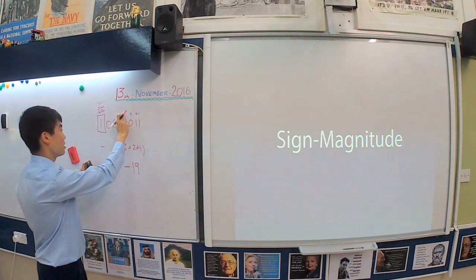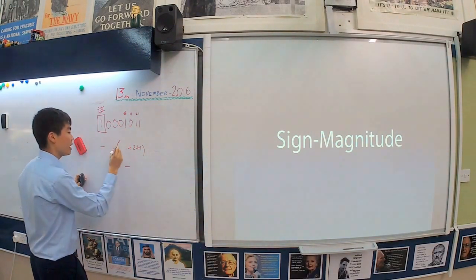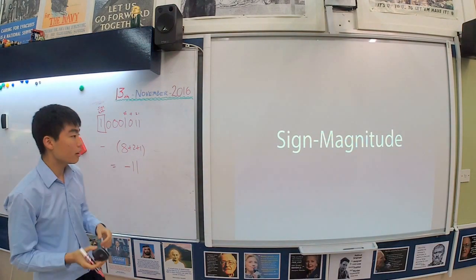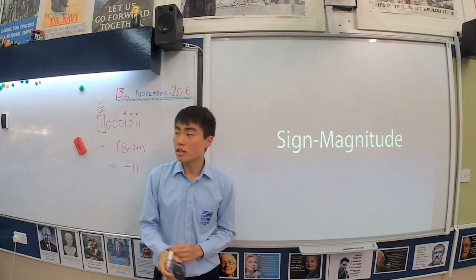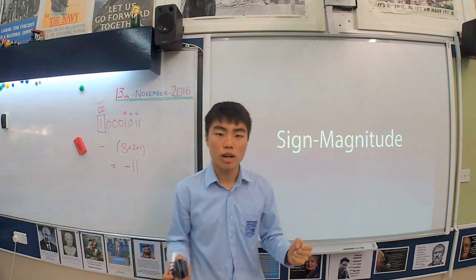Is that correct? That should be an 8. There we go. So the number we will get is negative 11. And that's a system that a lot of computers really early on started to use. But the people who made this hardware started to realize a problem.